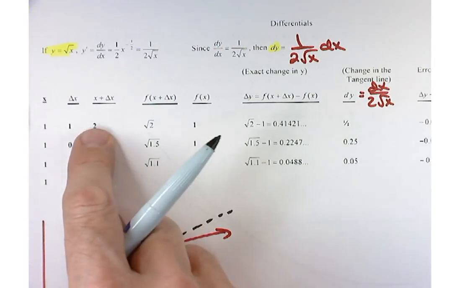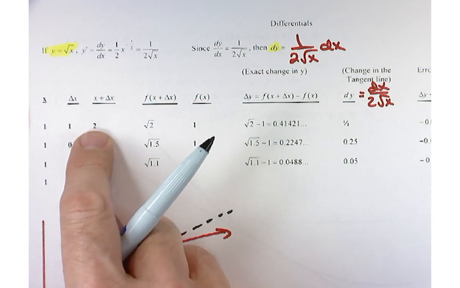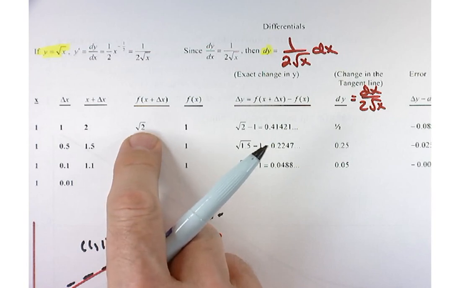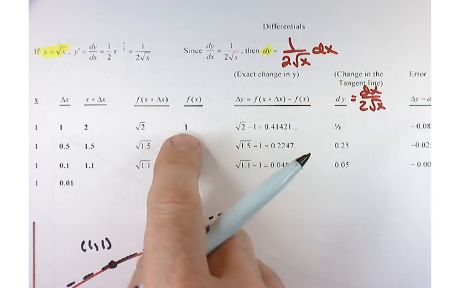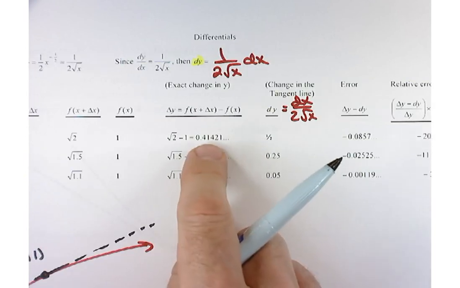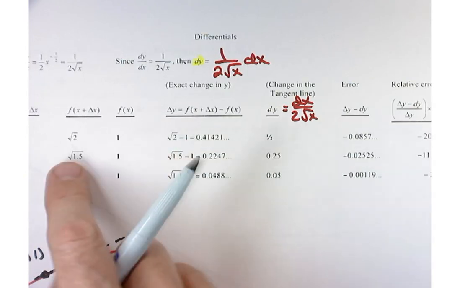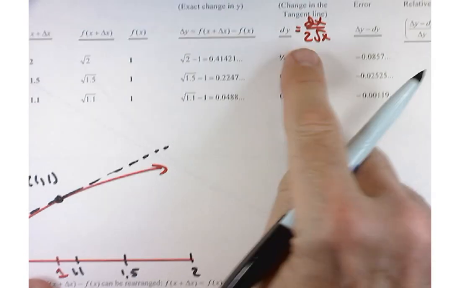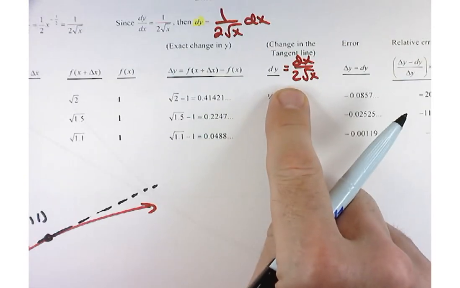Now let's see what happens here. If I wanted to use the tangent line to look at x equal 2, well, I know the exact value of the function at 2. The exact value is the square root of 2. The difference between my new value and my old value is just square root of 2 minus 1, which is 0.4 something. But I want to look at things with the differential. What's going to happen with y or dy?